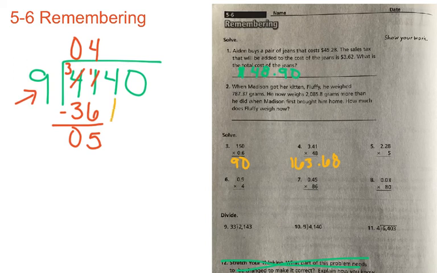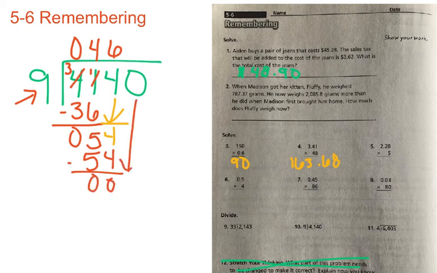You can go ahead and move down your next number. And our next one is 4. So now we have 9 into 54. We know that 9 can go into 54 6 times, because 9 times 6 is equal to 54. And 54 minus 54 is equal to 0. We still have to bring down our last 0, and we know that 9 can go into 0 times. So our answer for number 10 is going to be 460.